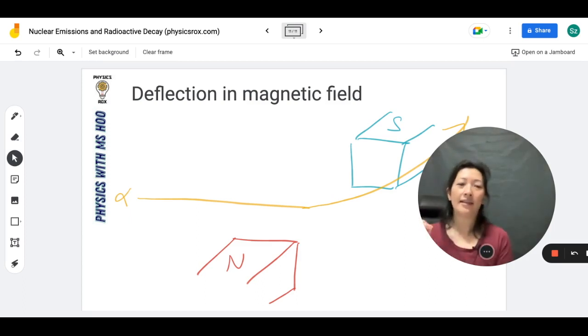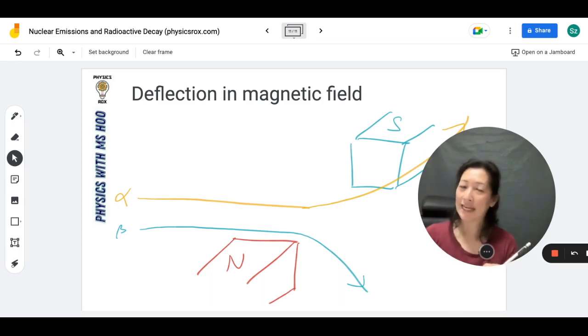Beta has the opposite charge. It's negative. So obviously, if it's negative, it's going to go in the opposite direction to alpha. Beta is going to move down. Let's say it's in blue. So beta is here. When it comes in, it's going to deflect downwards and it's going to change direction more quickly because of its smaller mass, just like it did for the deflection in electrical fields.